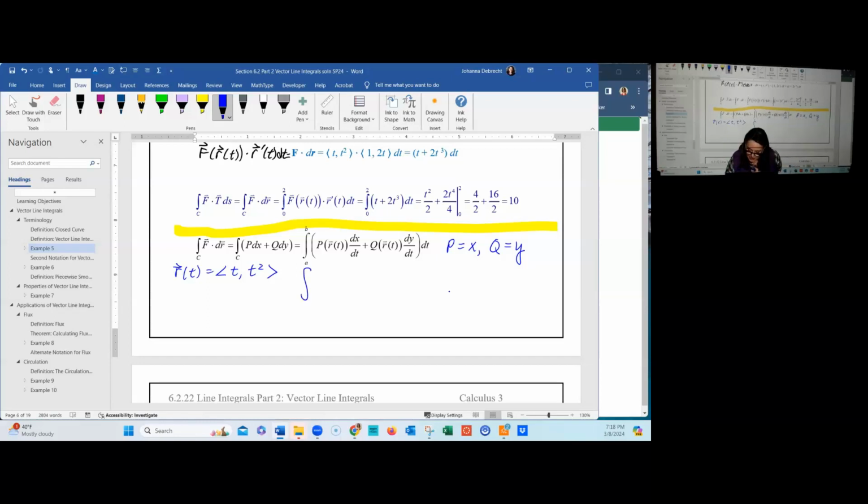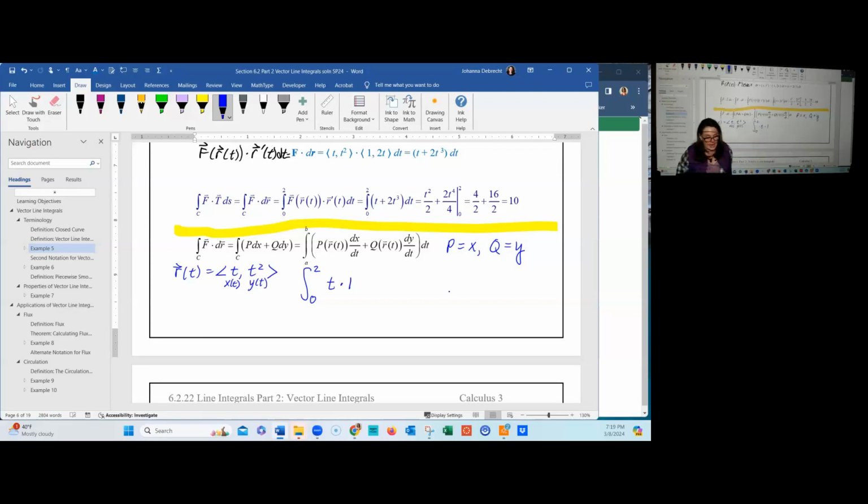This then gives us the integral from 0 to 2 of t times dx dt. However, our x of t is, well, t, since this represents the parameterization. This is x of t right here. That means that the derivative is 1.